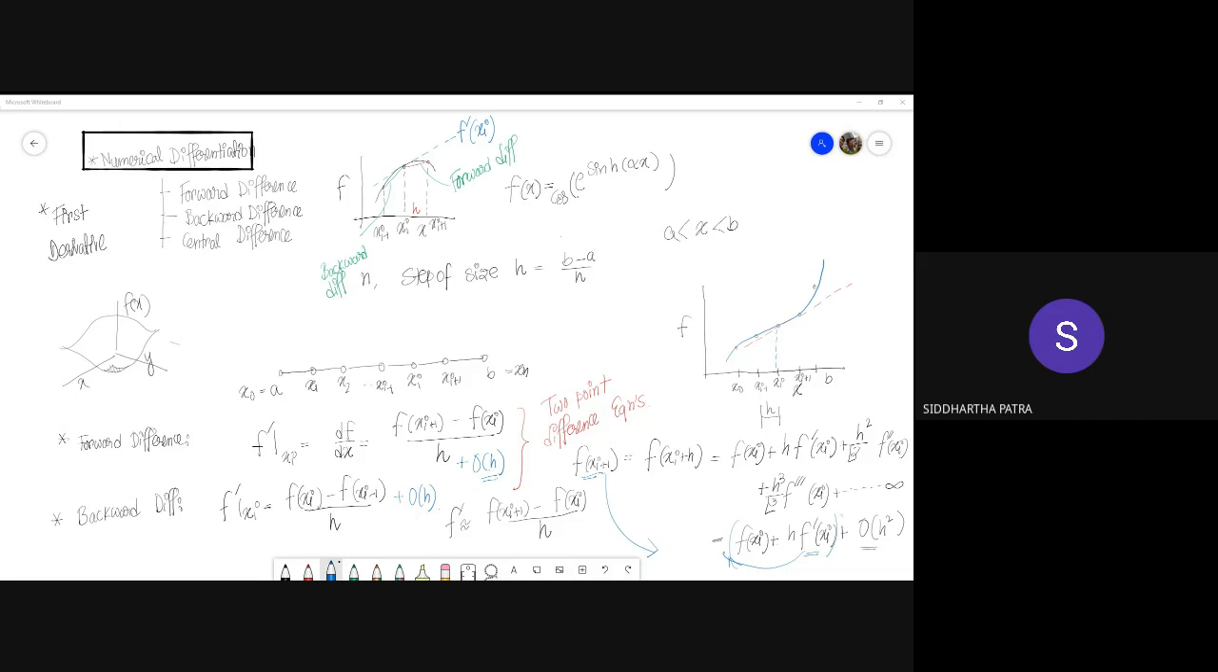Okay, so that is true for both forward and backward difference method.